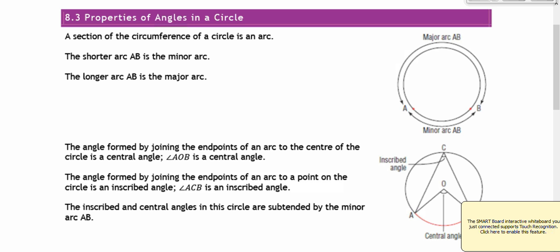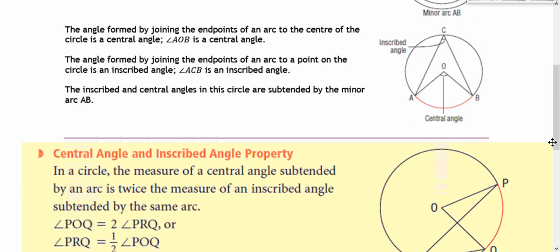Okay, this is 8.3, properties of angles in a circle. We're going to learn about arcs in a circle. So the shorter arc is the minor arc and the longer arc is the major arc. The angle formed by joining the endpoints of an arc to the center of the circle is a central angle. So right here is our central angle.